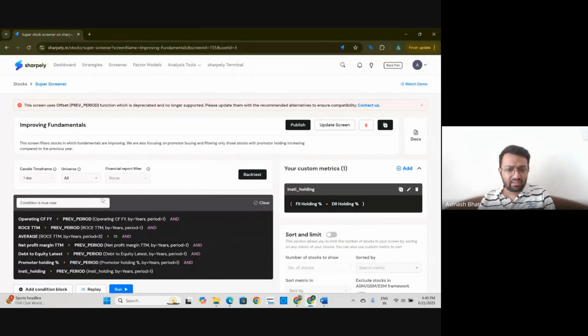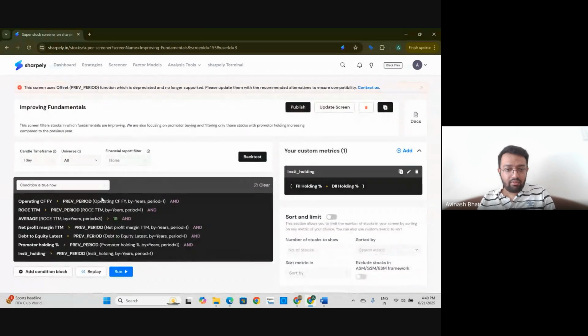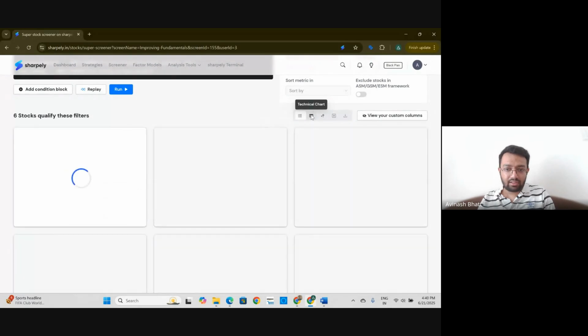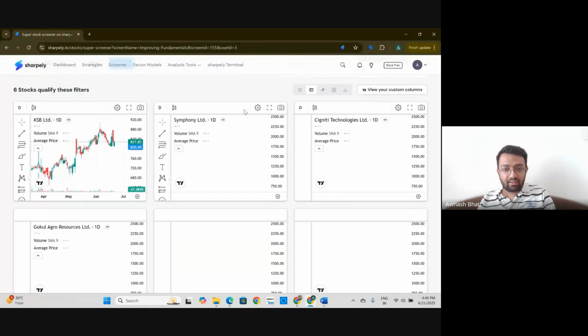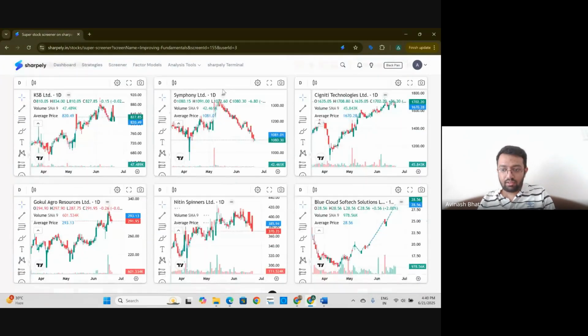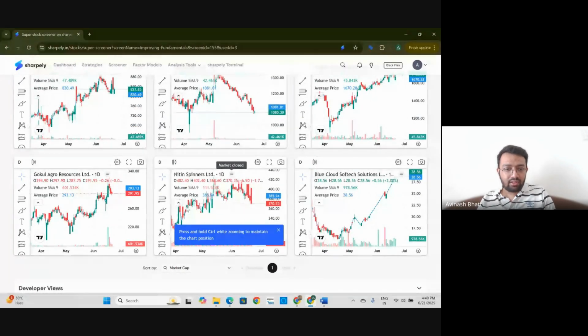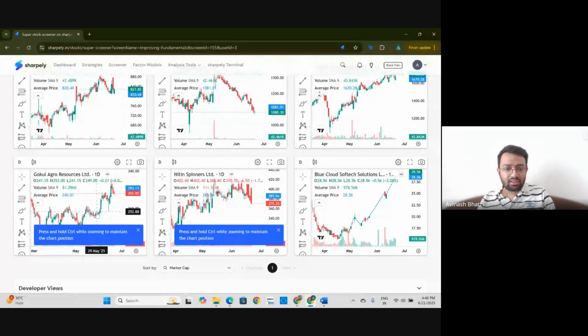So I think we discussed 3-4 examples of fundamental screens, and these 6 companies are there. Again, you can quickly analyze the charts. So yeah, for small companies like this, you can avoid, but many of them have decent charts. So this has a decent breakout.